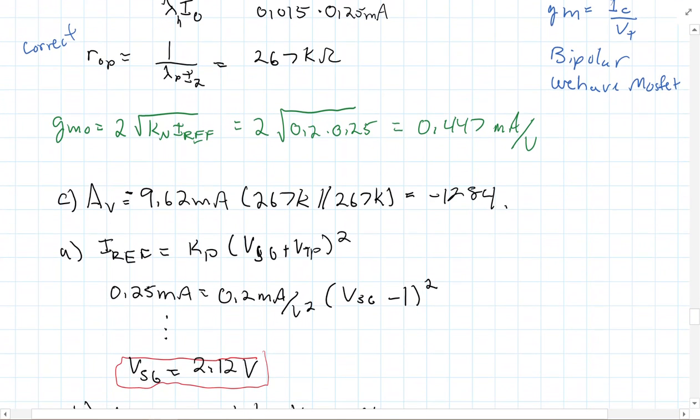So then of course that makes this line wrong, because this is not correct. And so what I should have here instead is negative 0.447 milliamps per volt, and then erasing that, we would get 267 divided by 2 times 0.447, and we'd get a gain of negative 59.7.